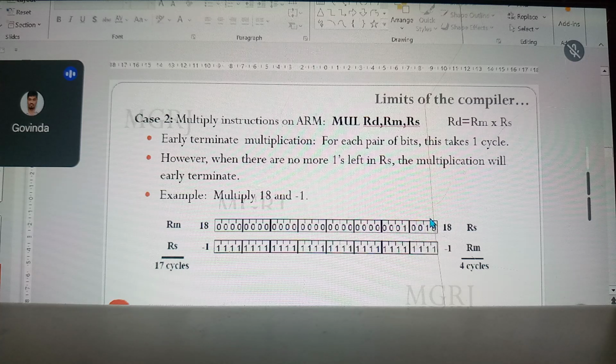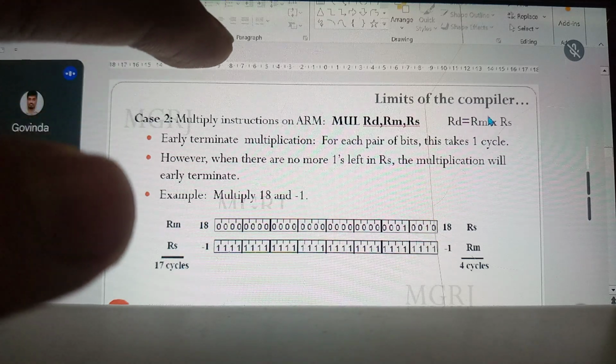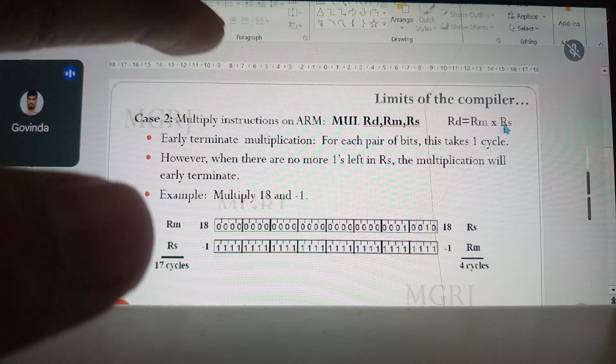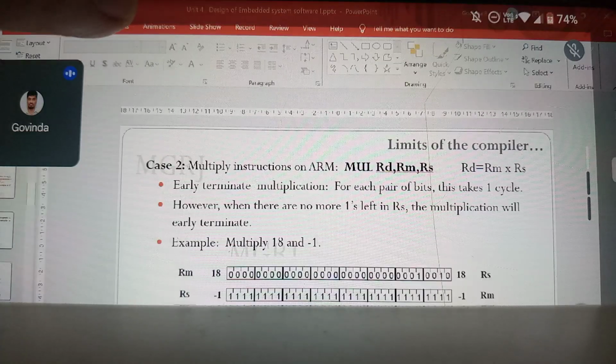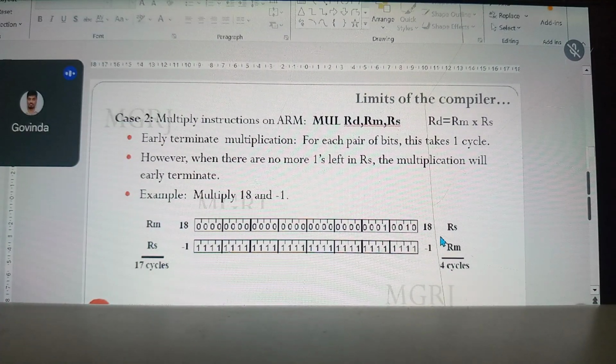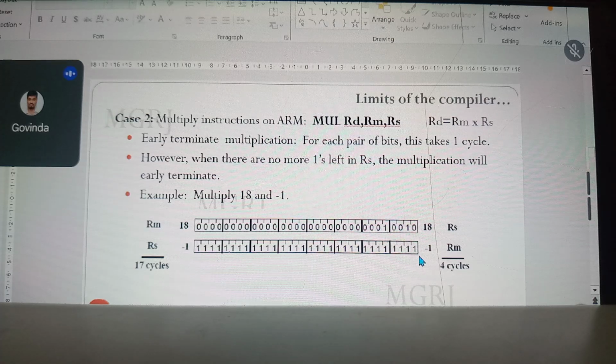But compared to the other case, if I take RS equal to 18 and RM equal to -1, swapping the contents of RS and RM, rather than RM equal to 18 and RS equal to -1, the operation is still RD equals RM times RS. But it takes only 4 clock cycles. Why does this take only 4 clock cycles? Because we are multiplying the same set of numbers. The only thing is that the registers used to hold these two numbers are varied.